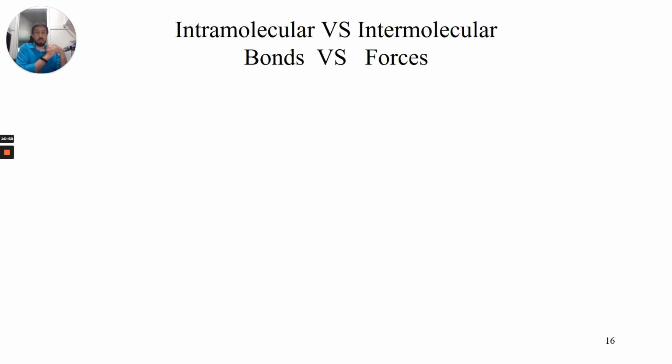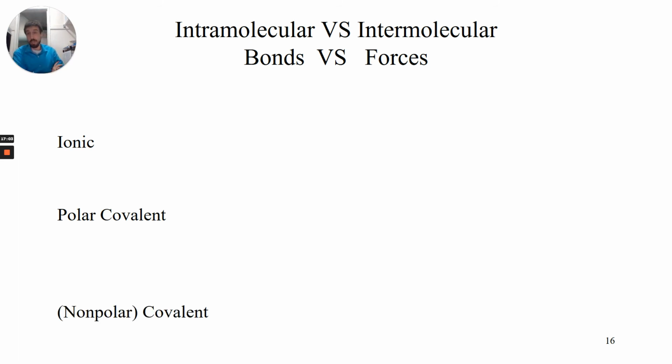How do you know what bonds there are? Well, hopefully you remember three of them. Yep, ionic, good guessing, keep going. Polar covalent and nonpolar covalent. The nonpolar covalent I put in parentheses because I don't like saying nonpolar covalent and just call it covalent. Okay, so how do you know you have an ionic bond? How do you know you have a polar covalent bond? How do you know you have a nonpolar covalent bond?